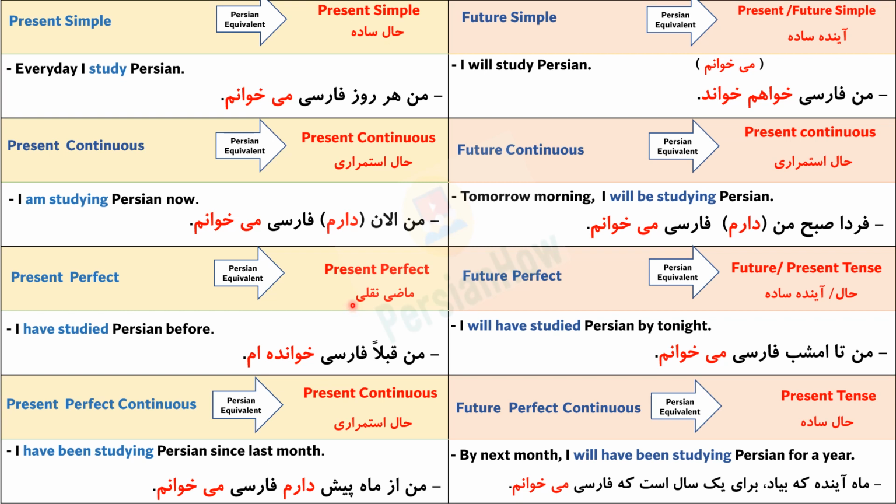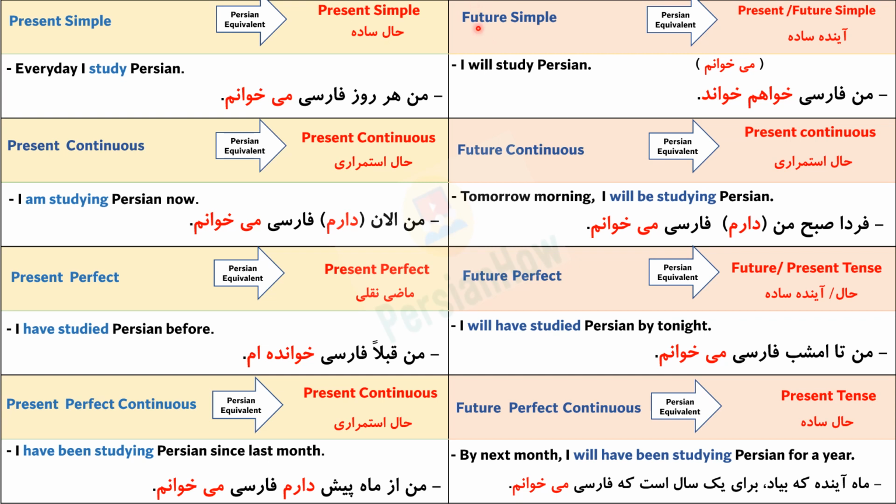So far, if you're learning Farsi with me, we have not covered present perfect, or mazi naqli, yet. We will cover that later. That's why it wasn't covered in this lesson, because again, this mazi naqli, present perfect in Farsi, is considered a past tense. All right, so I have studied Persian before. من قبلا فارسی خواندم. Next, present perfect continuous. The Persian equivalent is just present continuous. For example, I have been studying Persian since last month. از ماه پیش دارم فارسی میخوانم.